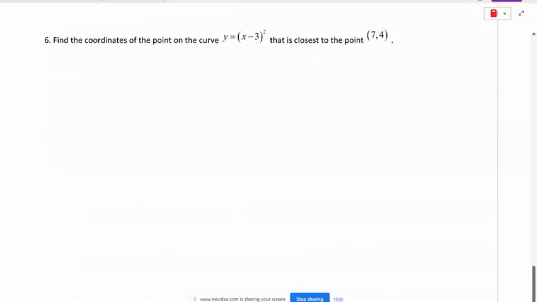All right, let's do number 6. Find the coordinates of the point on the curve y equals (x minus 3) squared that is closest to (7, 4). All right, so what is y equals (x minus 3) squared if we were to sketch this?